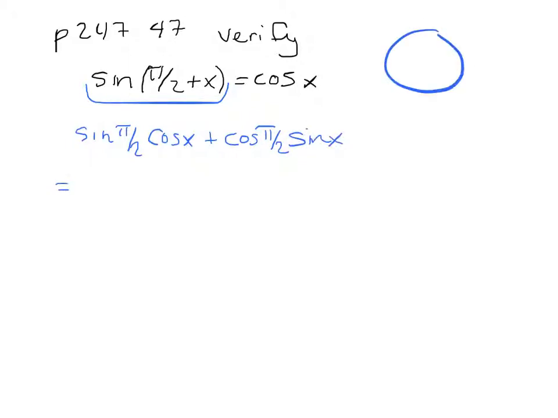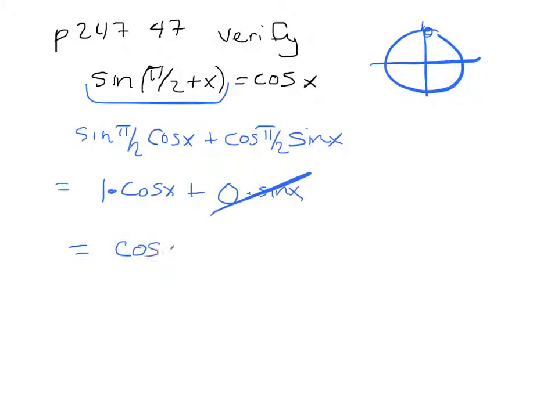Now sine of pi over 2, we've got the y value, that would be 1 times the cosine of x. So multiply. Plus cosine of pi over 2 is 0, the x value there is 0 times the sine of x, and 0 times sine is 0, so we just get 1 times cosine, which is cosine. That one was a pretty simple one.